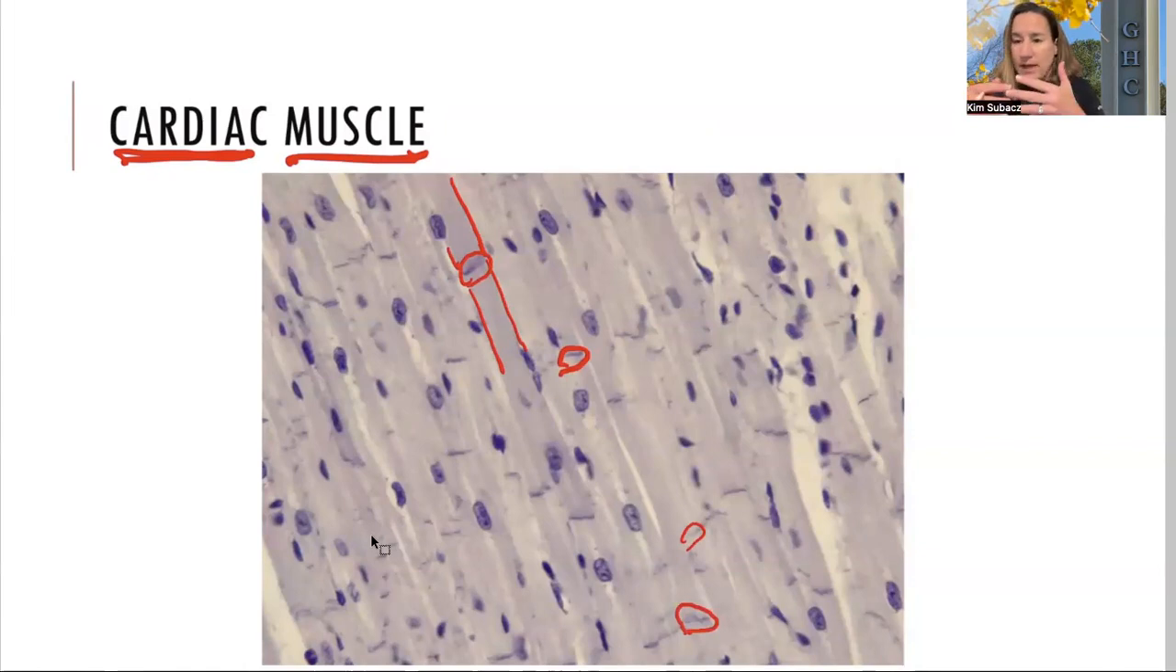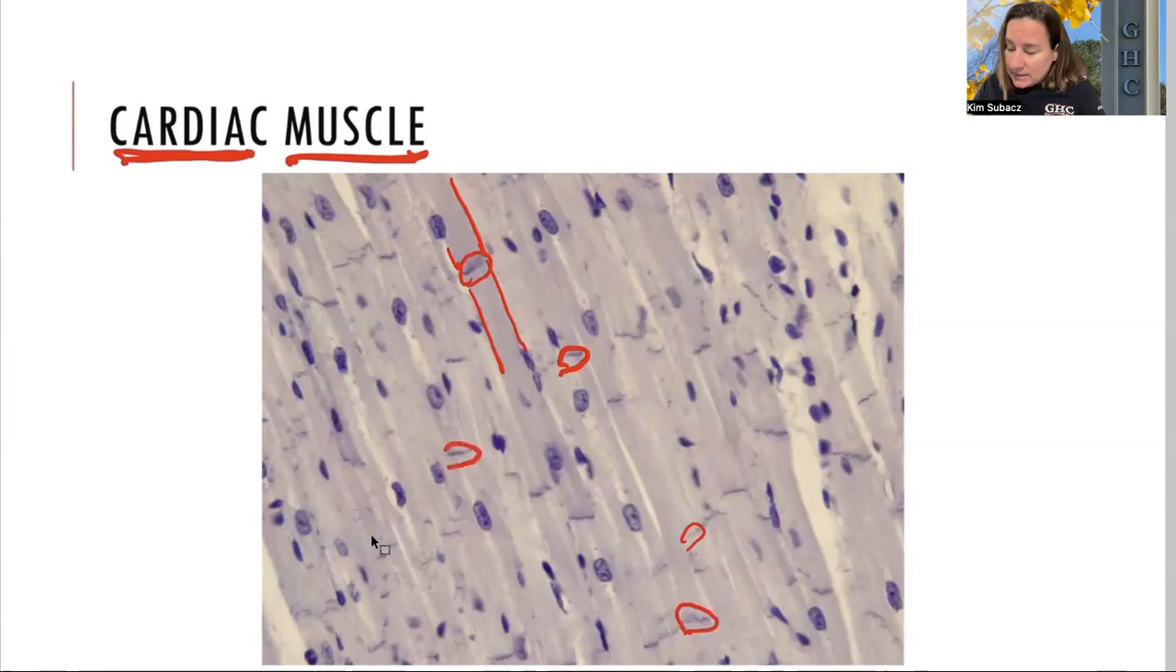So intercalated discs are super cool. They are going to have these little gap junctions where the two cells meet up at this intercalated disc, which is this dark area on the slide, and they have these gap junctions, and that is going to allow one cell to talk to the next cell. It's super cool. Cardiac muscle cells all talk to each other, and they all move as one functional unit. It's functional syncytium. Super cool stuff. So cardiac muscle cells have these. These are kind of a giveaway.